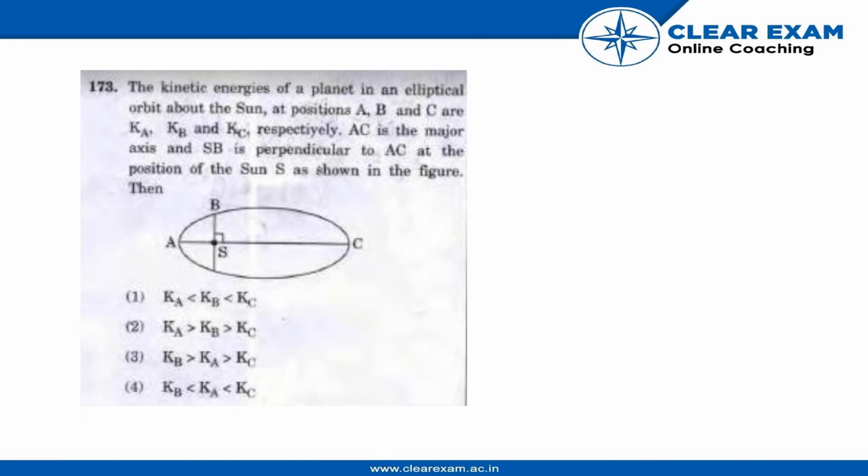The question is, the kinetic energies of a planet in an elliptical orbit about the Sun at positions A, B and C are Ka, Kb and Kc respectively. AC is the major axis and SB is perpendicular to AC at the position of the Sun S as shown in the figure. Then, which of the following options is the correct option?